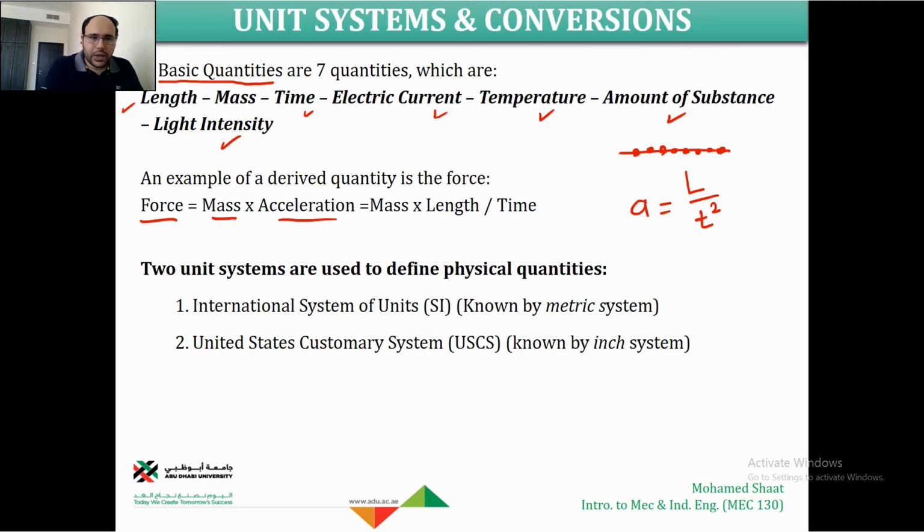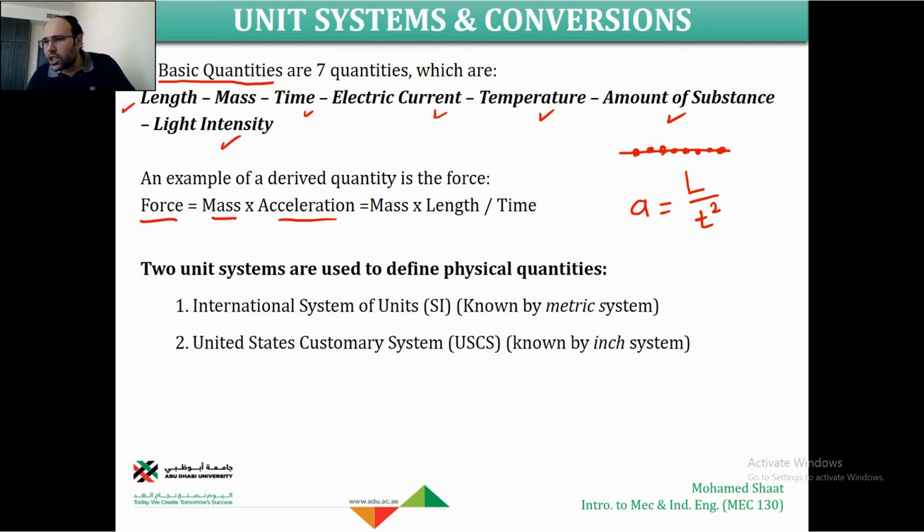But the mass, the length, the time, the current, the temperature, the amount of substance, and the light intensity are basic quantities. None of them can be broken down. None of them can be formed. For example, if I ask you about time, can you write an equation for time? No, there is no specific equation for time. It is its own basic quantity.